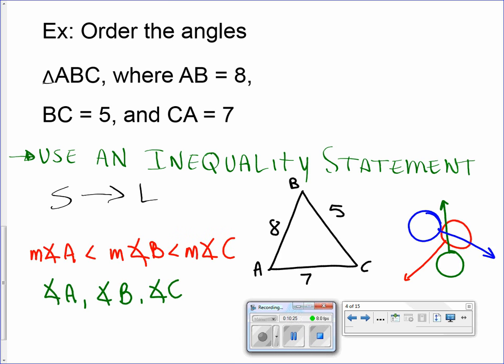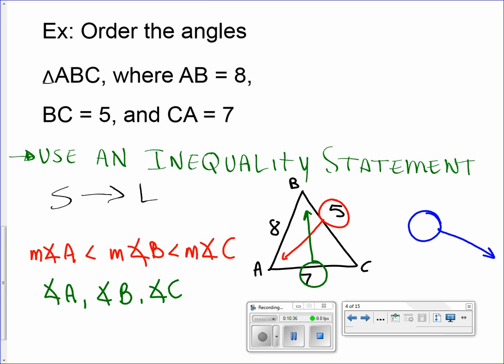Okay, that should be your order, right? The smallest side is the 5, and so angle A is the smallest angle. Across from the 7, which is the next side length, is angle B, and so the measure of angle B is the next largest, and then finally we end up with the largest of the angles, and that's going to be angle C. Okay, make sure you understand how to do an inequality statement and then a list statement.